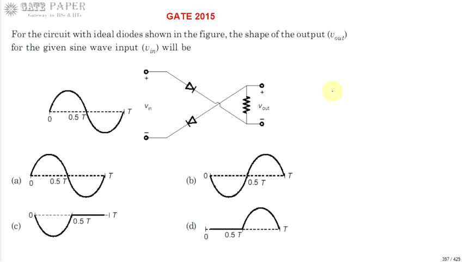Hello, we are discussing the GATE 2015 ECE paper. Look at the circuit diagram. The input signal is a sinusoidal waveform, and we are going to find out what is the shape of the output signal for the given sinusoidal input. So V out, this is the circuit diagram given.